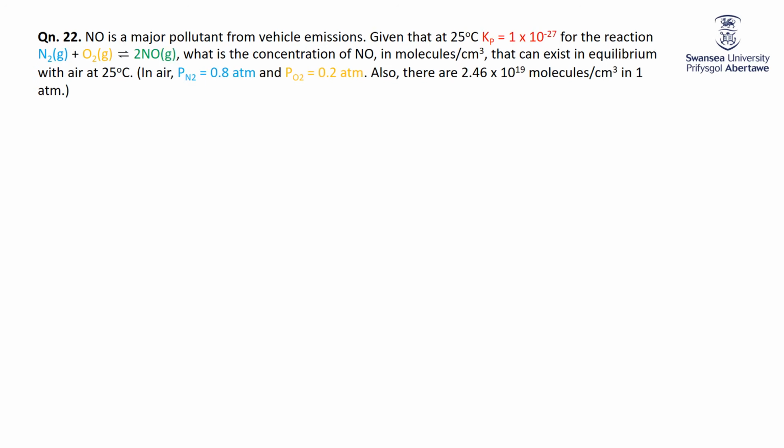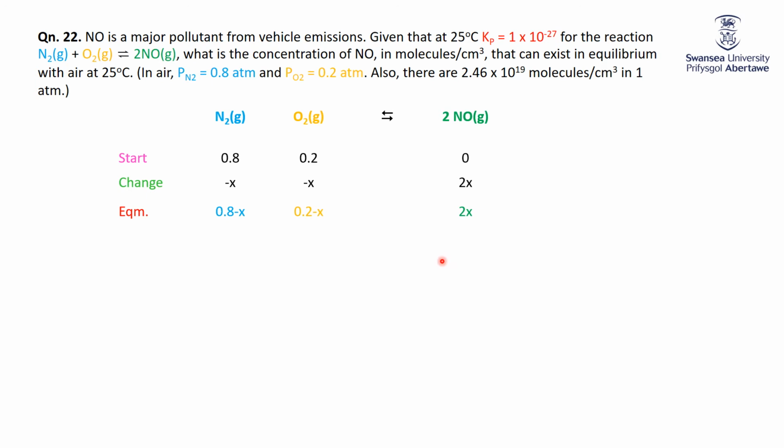So anyway, we've got Kp for a reaction in air. We are told that the pressure of N2, which is one of the reactants, and O2, which is the other reactant in air at the start are 0.8 and 0.02. So we're given Kp, we're given starting concentrations, we're asked for an equilibrium. So set up our ICE chart.